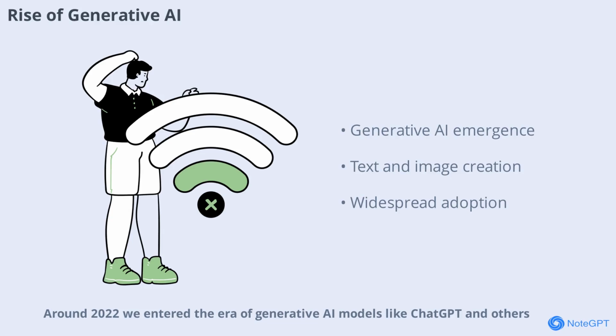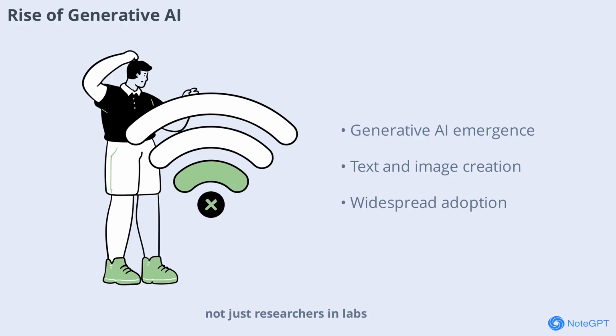Around 2022, we entered the era of generative AI models like ChatGPT and others. These models can create text, images, and more, transforming how we interact with technology. Generative AI is now a part of daily life for millions, not just researchers in labs.